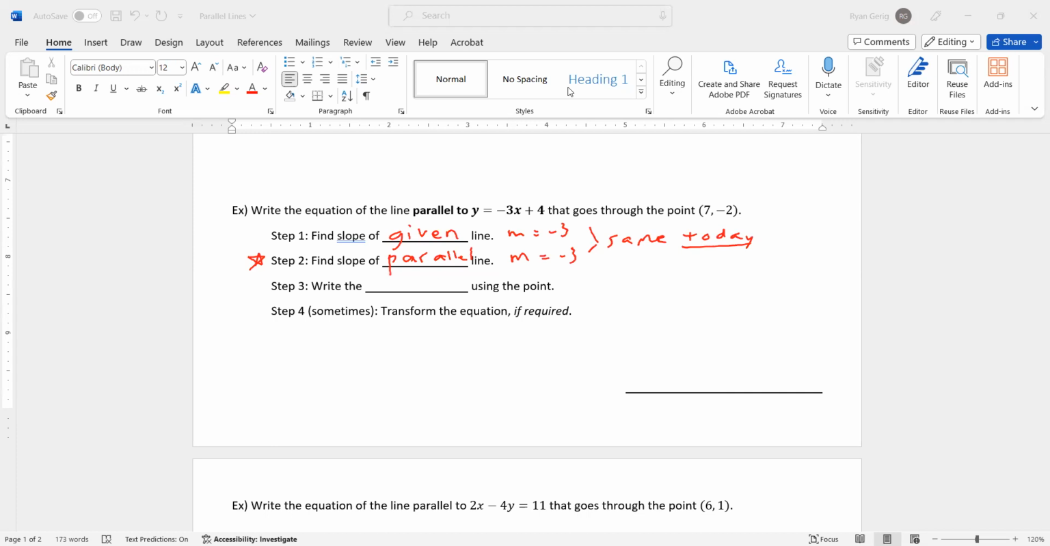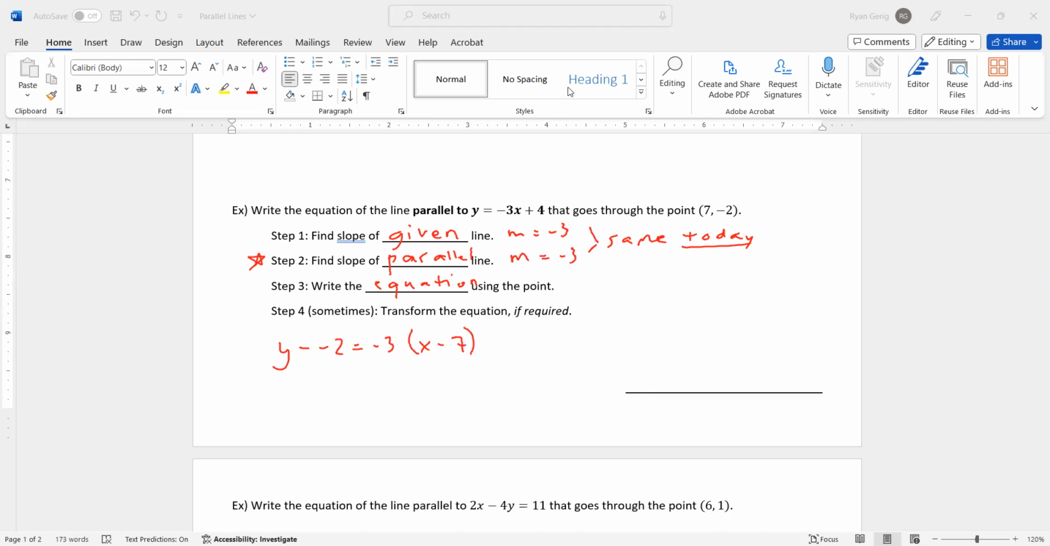Okay. Step 3 is write the equation using the point. You just found the slope. Now we've got to use the point to write the equation, and this is point-slope form. So y minus the y value, which is negative 2, equals the slope, negative 3, times x minus the x value, which is 7. You can stop there in this problem.